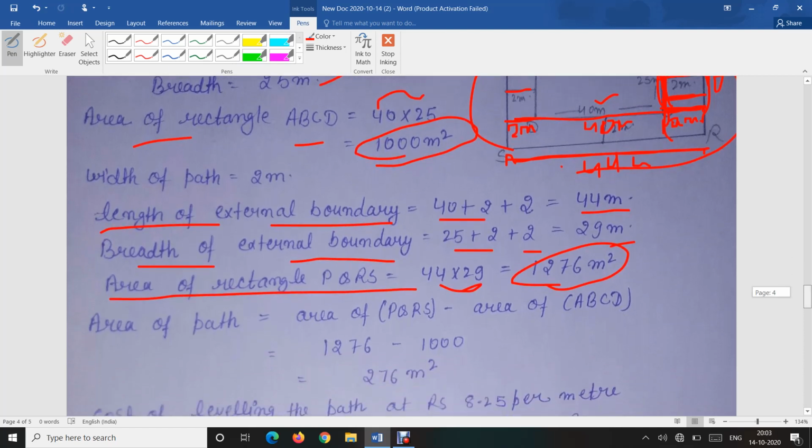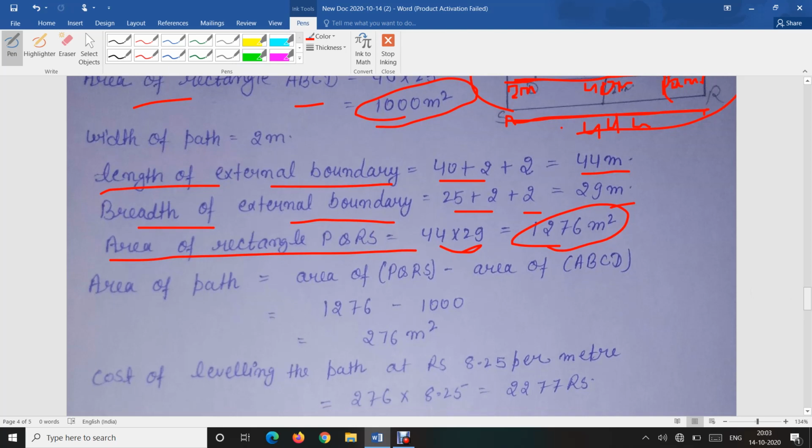Now we have to find out the area of the path. I already told you that you have to subtract the internal rectangle from the external rectangle. So area of PQRS minus area of ABCD, that means 1276 minus 1000, which is equal to 276 meter square, which is the area of the path.